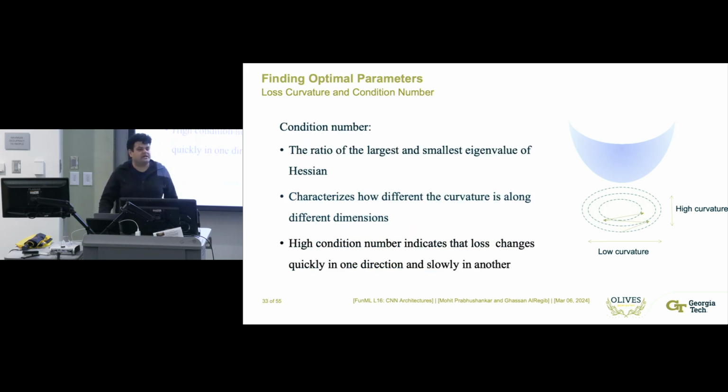The way we would characterize it based on numbers is this idea of condition number. It's the ratio of the largest and smallest eigenvalue of your Hessian matrix. That gives you the idea of a condition number.